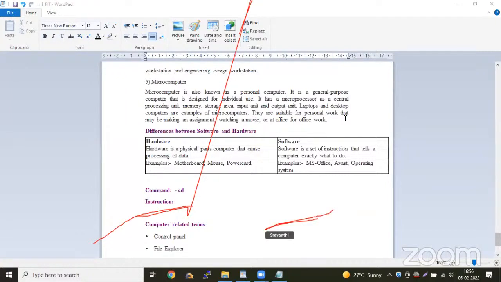Sir, will you explain about the exam pattern? We'll discuss that in the next coming classes.